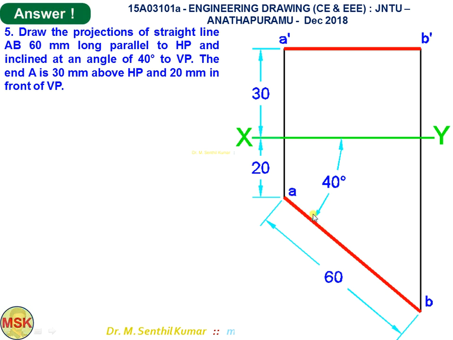Draw a 40 degree line through A, whose length is equal to the length of line AB, 60 mm. So AB, the top view of the line, whose length is 60, is inclined at 40 degree. Then next step, from A dash, draw a horizontal line, and from B draw a projector, thereby indicating the point B dash. Join A dash B dash and darken it, that is nothing but the final front view. So this is the answer for the fifth one. We move on to the sixth one now.